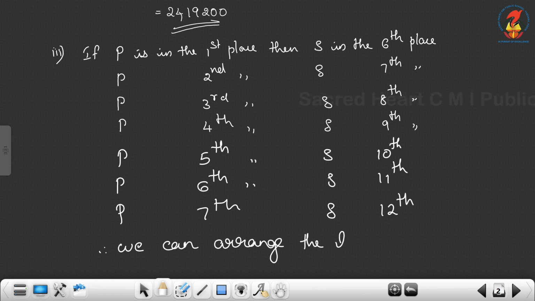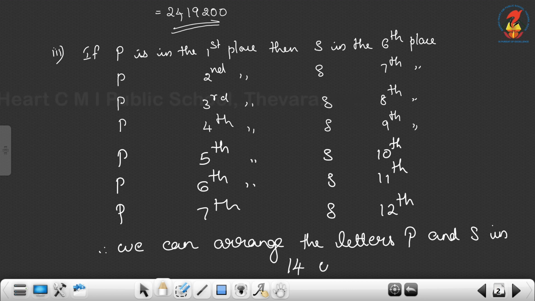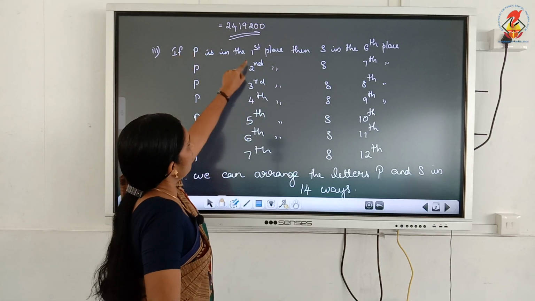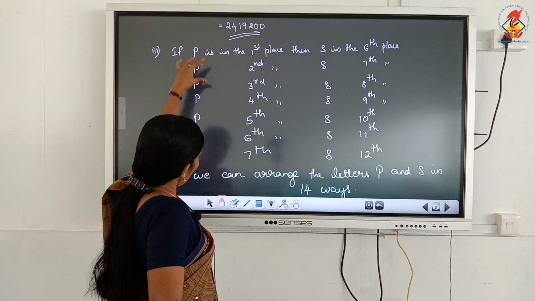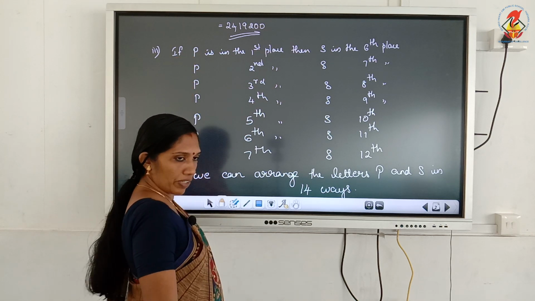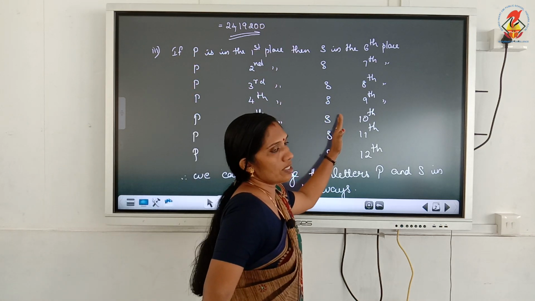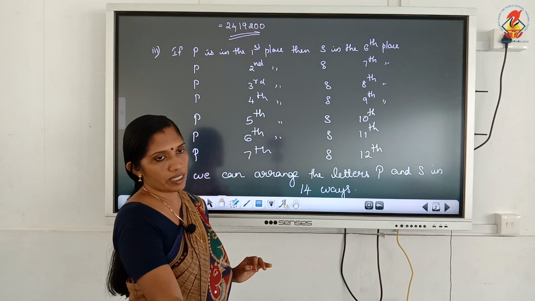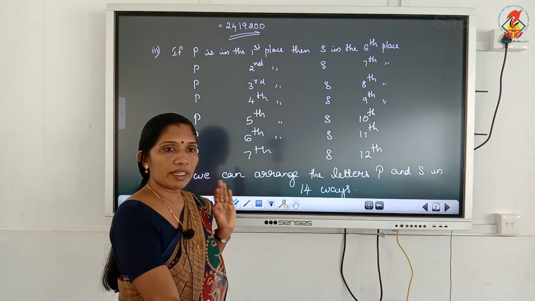The letters P and S in how many different ways? In 14 ways. Okay, how do you get 14? In 7 ways. If P is in the first place, S is in the 6th place, like that. Here we have 7 ways. Then we can interchange the places of P and S. So total there are 14 ways for arranging P and S.